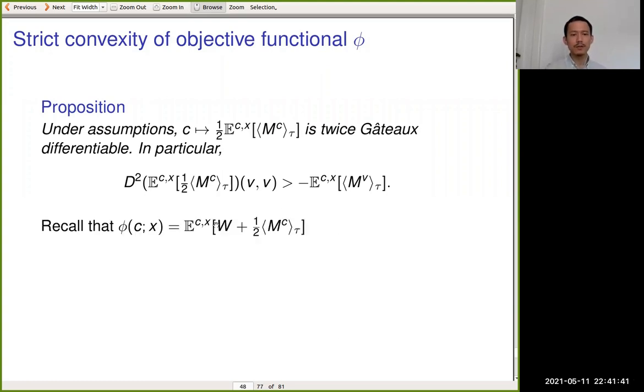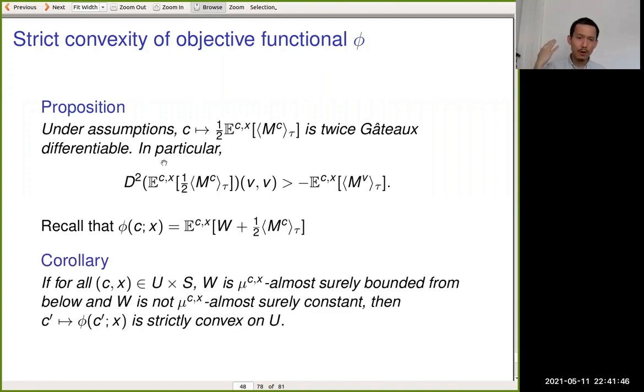Okay, so now recall this is the form of our objective functional. Using this proposition and the corollary that we saw from the previous slide, we can show that under certain conditions, if W is almost surely bounded from below and not almost surely constant, then in fact your objective function for your non-projected optimal control problem is strictly convex on U. And in case this seems too clean, I will remind you that I've swept a lot of details under the rug here, because it's really technical and a bit dry, and I don't want to go too much into that.